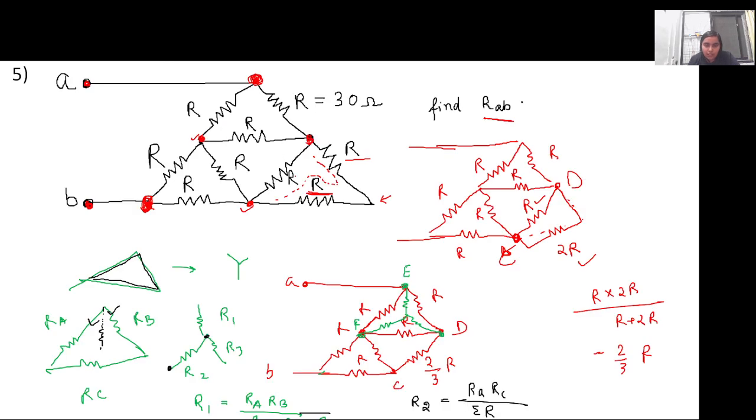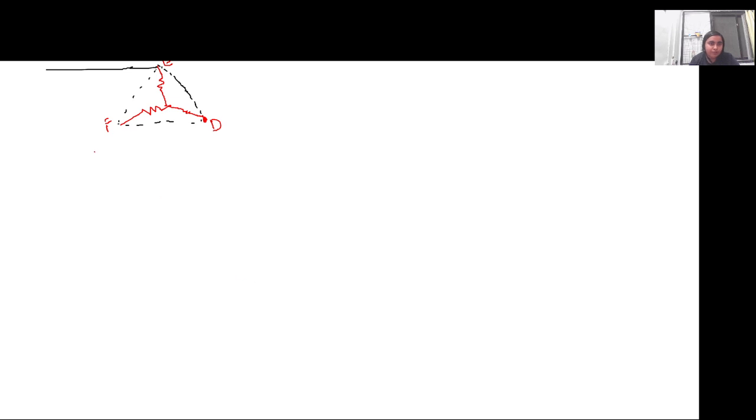Right? Now again, the node here is B. B, F and C is a particular node. Please notice the nodes B, F and C. This is another delta which we can convert to star. So I'll just draw the node. There is another delta circuit like this which consists of the nodes B, F and C.